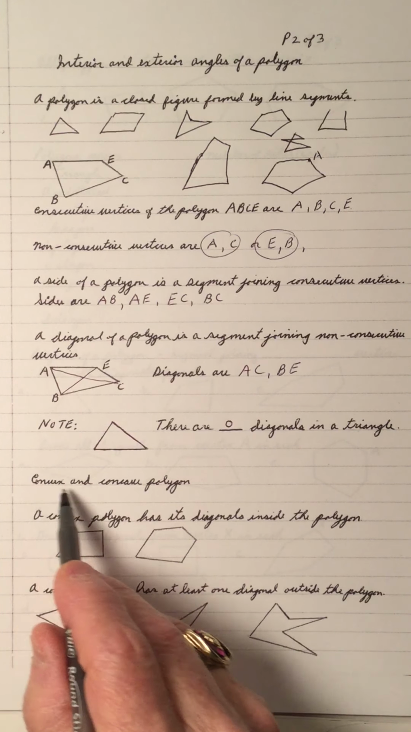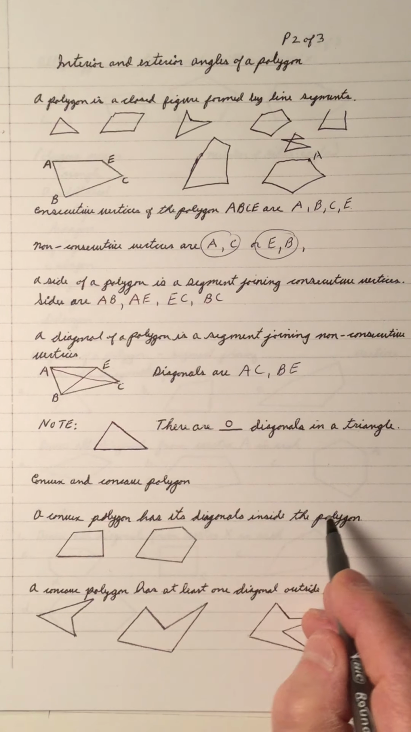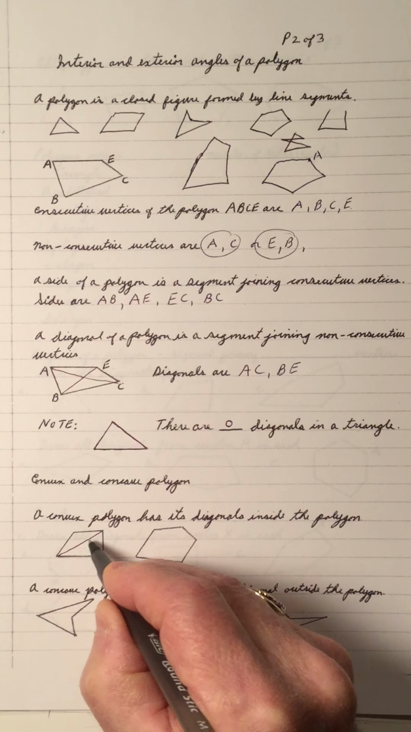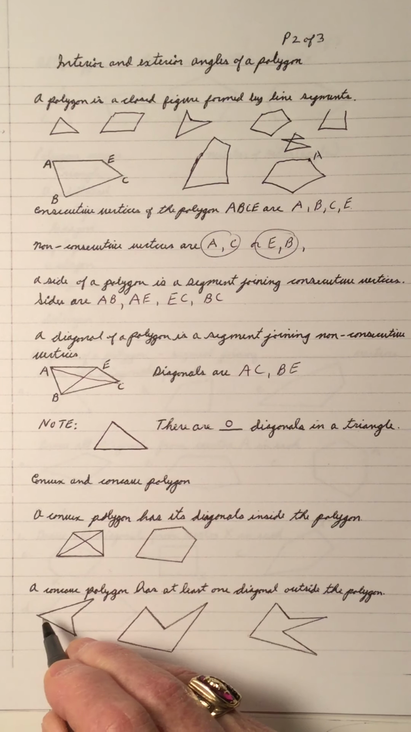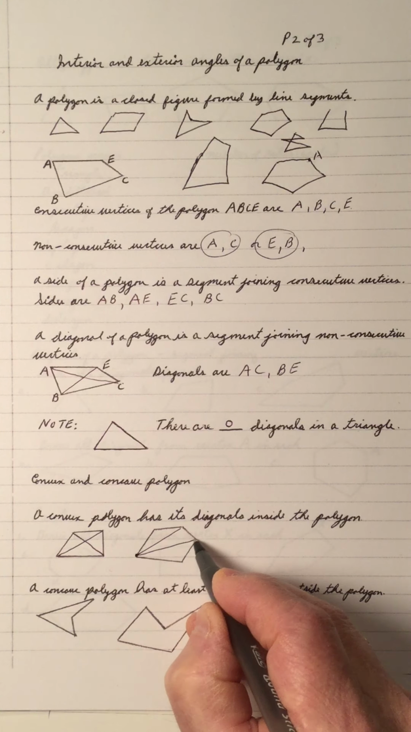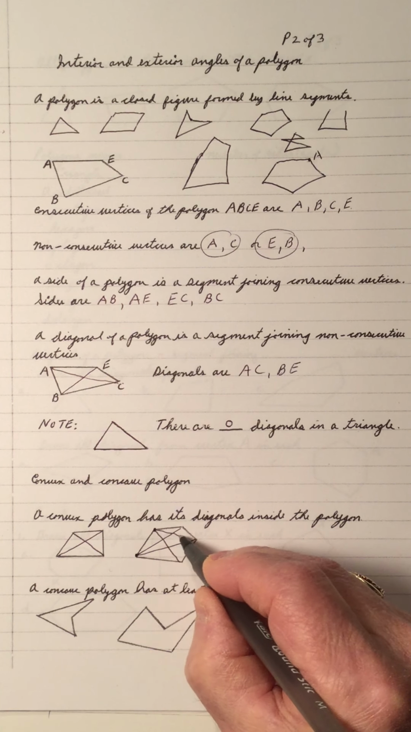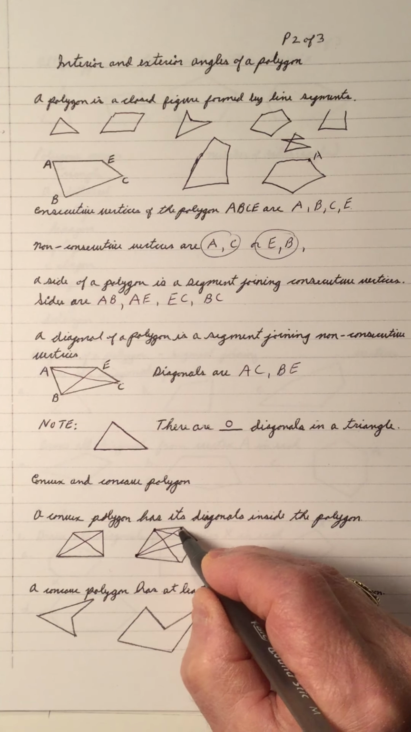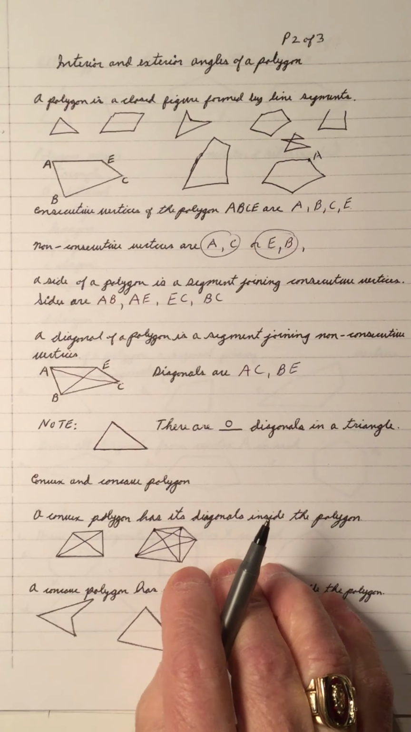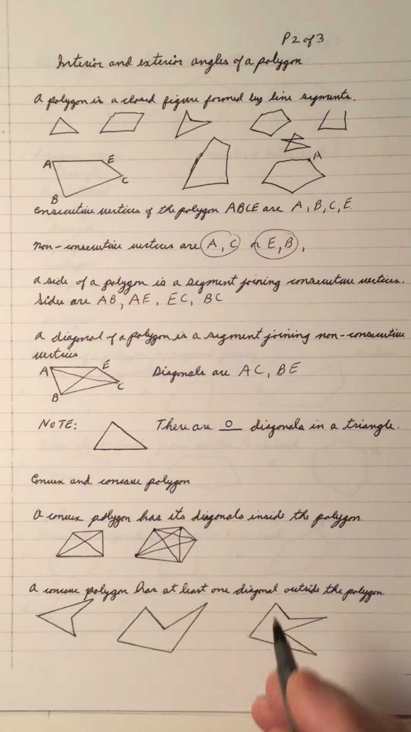Let's look at the idea of convex and concave polygons. A convex polygon has its diagonals on the inside. So if I draw a diagonal there, that's on the inside. If I draw this diagonal, that's on the inside. If I draw a diagonal from here, I can go there and there. If I draw a diagonal from here, I can go to there. So now I have all the diagonals drawn, and all these diagonals are on the inside. That's convex.